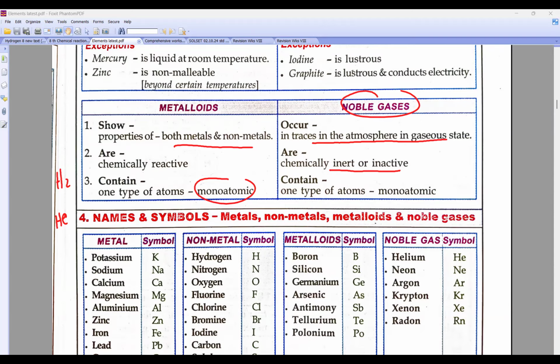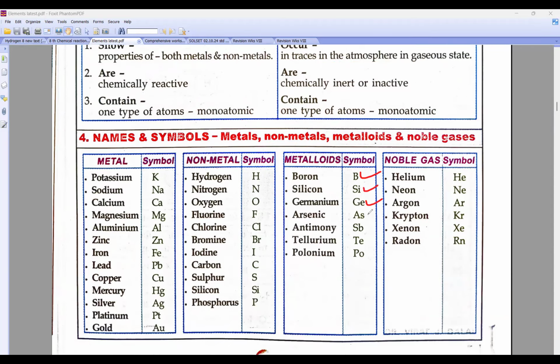Now these examples you have to remember for metalloids. Not only boron and silicon, but boron, silicon, germanium, arsenic, antimony, tellurium, and polonium. These are metalloids. But generally they will ask about boron and silicon.